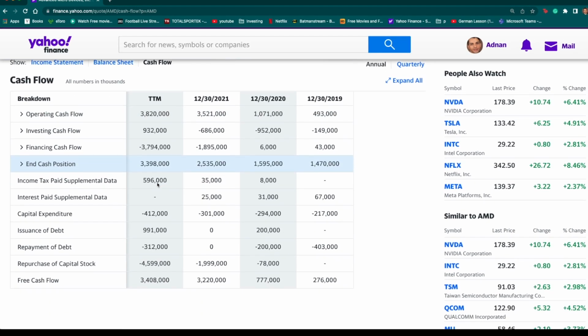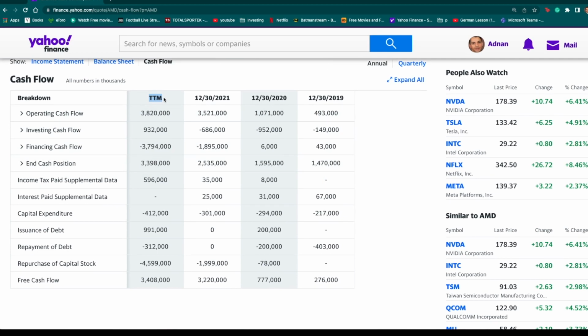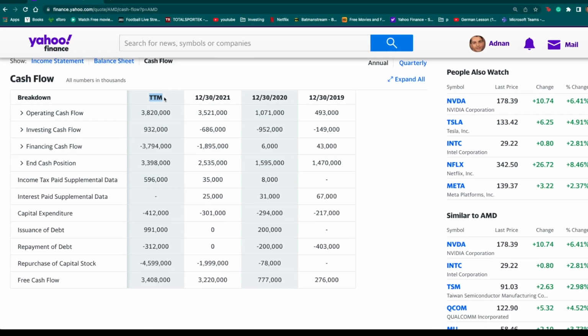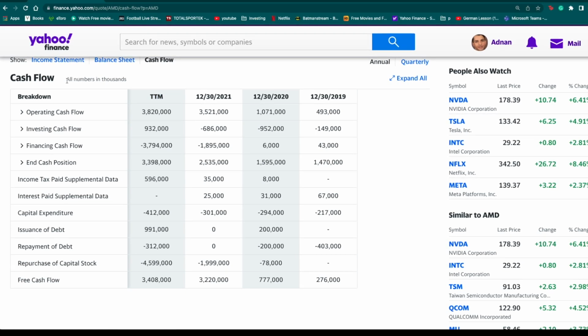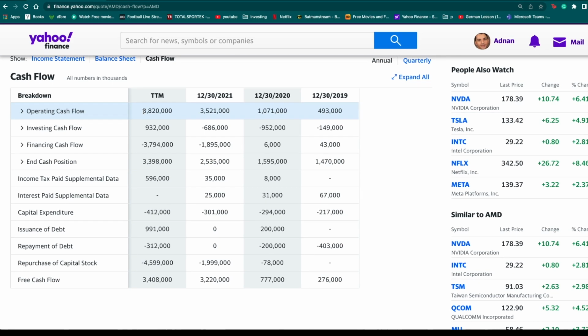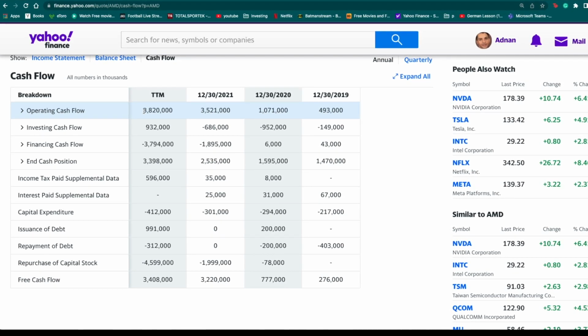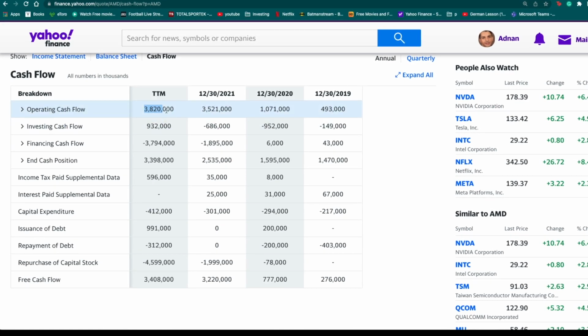Before I go describing each term one by one, I'm going to describe the last 12 months, which is TTM, trailing 12 months, which means the last 4 quarters' numbers of the company. Another thing is that all numbers mentioned here are in thousands. Although you see here that this amount is in dollars, $3.8 million, in reality it's 3.8 million times 1,000, which is $3.8 billion.